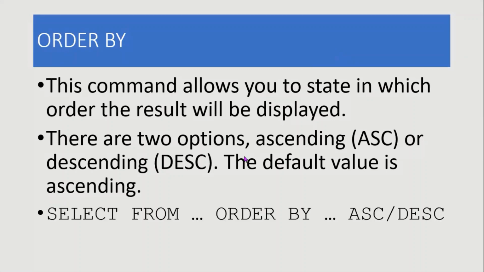Now let us see the syntax for it. It is SELECT FROM, then you specify the table name. After specifying the table name, you just add ORDER BY, the column that you want to order with. And after that column, you can specify whether in ascending or in descending order.